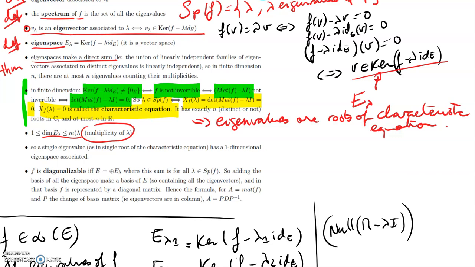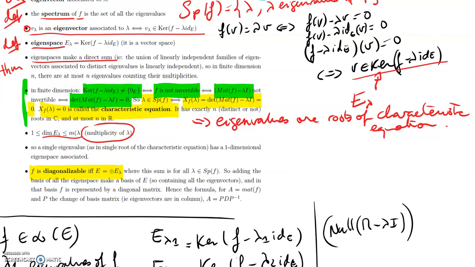So you can show that the dimension of the eigenspace is at most equal to the multiplicity of the eigenvalue, and one first consequence is that if you have a single root of the characteristic equation, the dimension of the associated eigenspace is 1. Okay. And then finally, we've got this very important theorem that f is going to be diagonalizable if you can find enough independent eigenvectors in order to make a basis, in order to change your basis to represent f as a diagonal matrix.